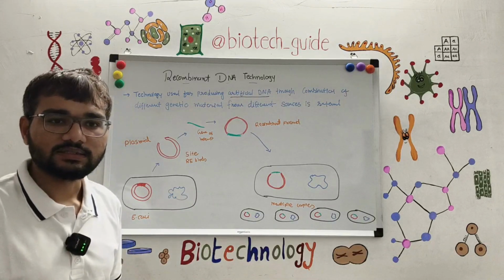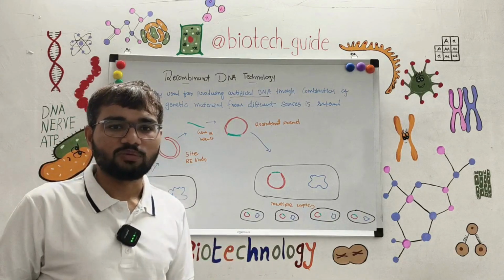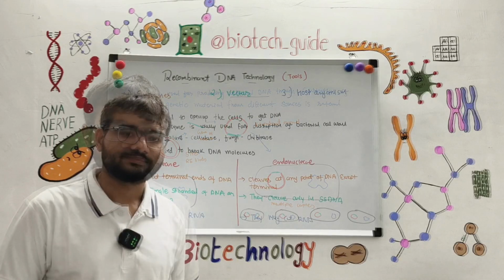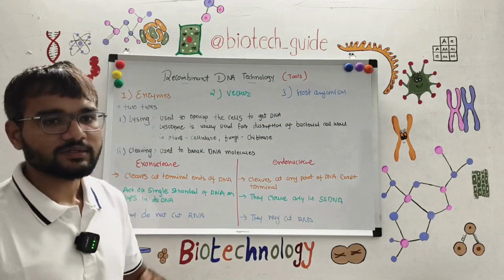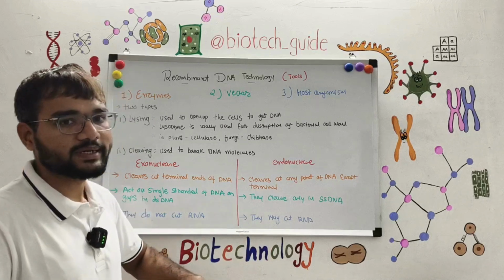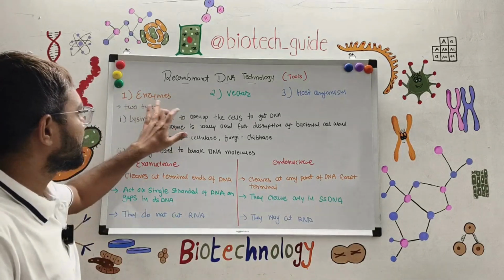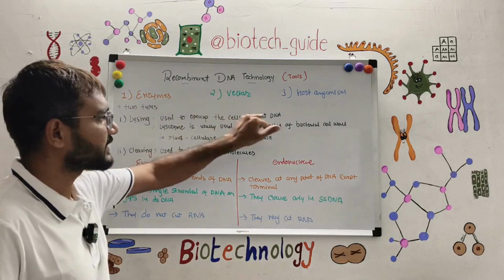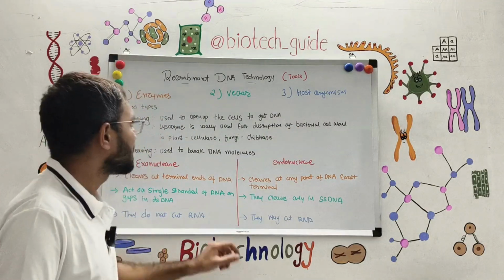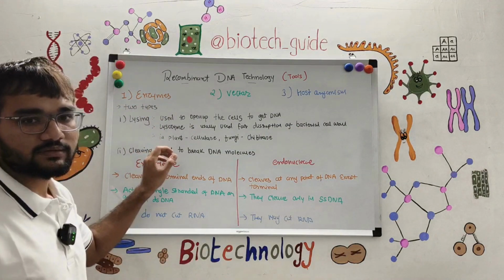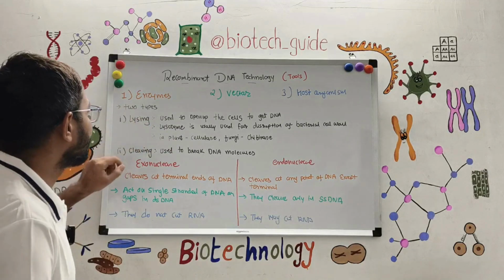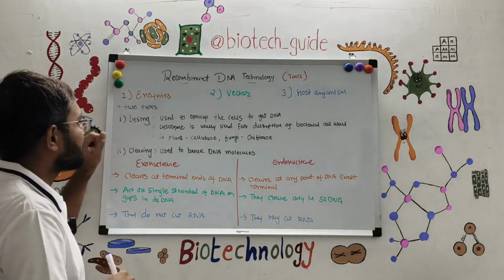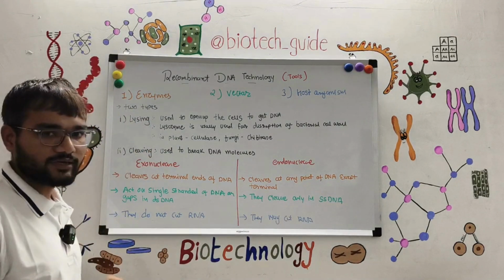Now let us discuss the tools which are used in recombinant DNA technology. Major three tools are there: enzymes, vector and host organism. Let's discuss enzymes first. Basically two types of enzymes are there: lysing and cleaving.